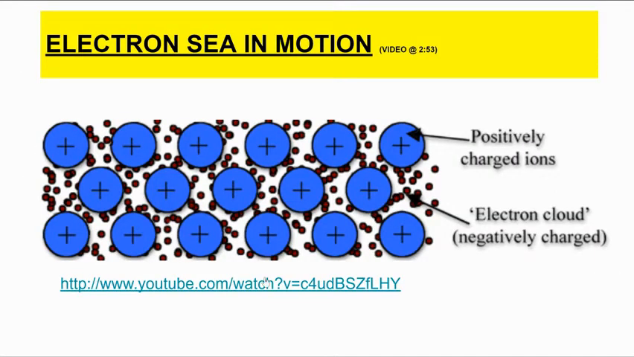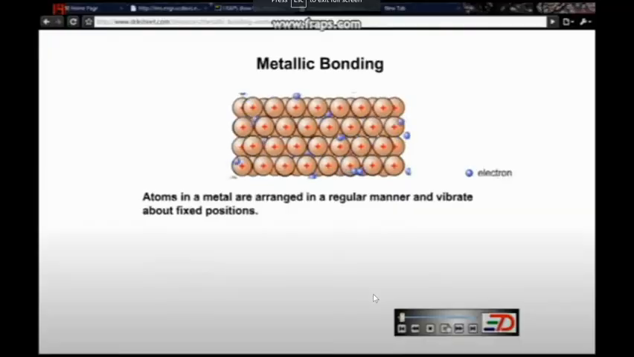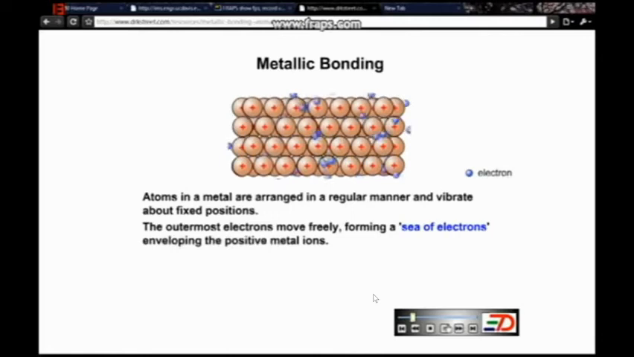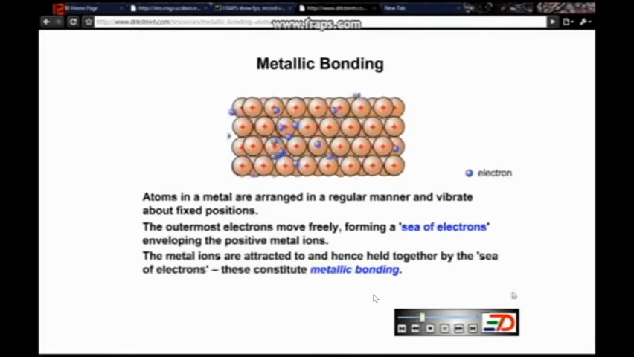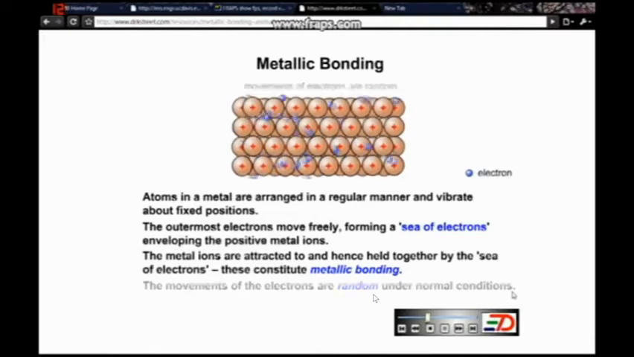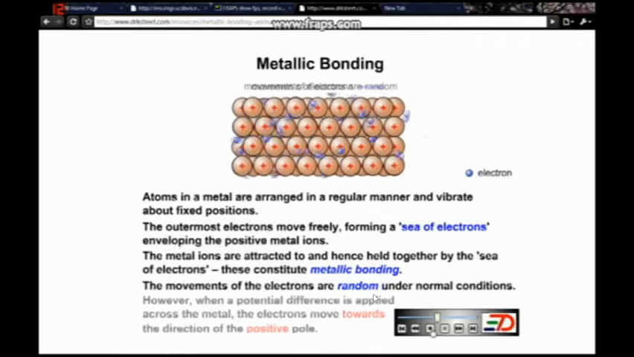So we'll watch a quick animation of a metallic bond to see the movement of the electrons. As we can see, the atoms in the metal are arranged in a regular manner and vibrate in fixed positions. It's the outermost valence electrons that are moving freely, forming that sea of electrons. And thus, the sea of electrons is holding the atoms together. This is why it's metallically bonded.